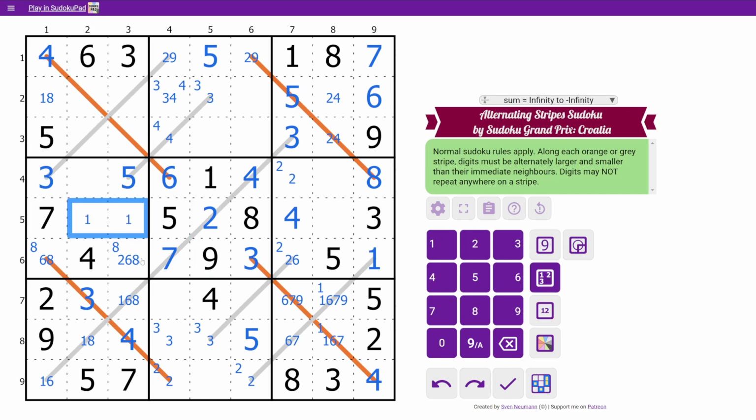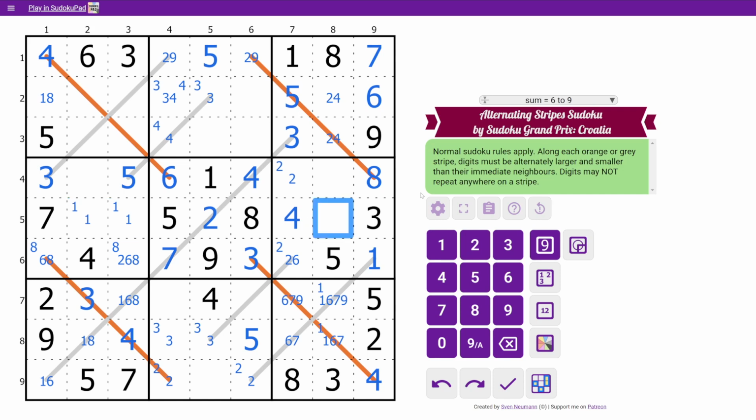Okay. One goes here somewhere. 1, 2, 3, 4, 5. There's 6, 8, 1, 6, 9. 6, 9. What's this one? 2. This is only a 2, 7, or 9. Or no, it's only a 2, 9 actually.